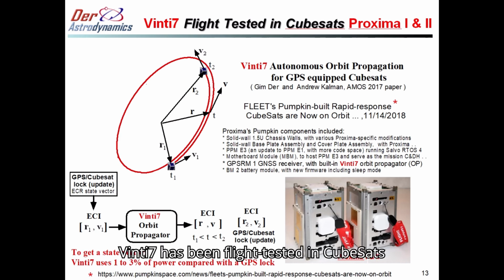Winty has been flight tested in CubeSats Proxima 1 and 2 in 2018. To get a state vector, Winty uses 1 to 3% of the electrical power compared with that of a GPS lock, and the precision error is less than 2 kilometers per day. For a state vector update between two GPS locks, the use of Winty incurred insignificant precision error, but much needed electricity saving for CubeSat operations.